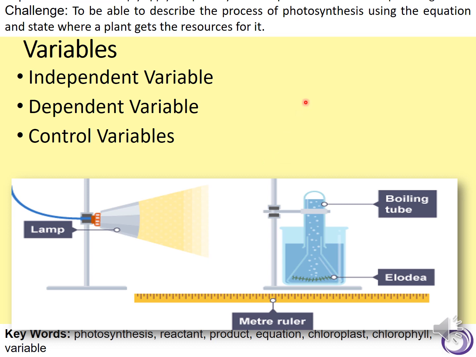So let's just ask you a quick question. Which one of those three meant that you could change? Hopefully you've thought independent. Which one of those is something that you don't allow to change? And that would be a control variable. The one that we measure, and that's the last one, if you're following me, is the dependent, because it is dependent on the amount of light in this case, which is the independent variable. So we change that and measure that.